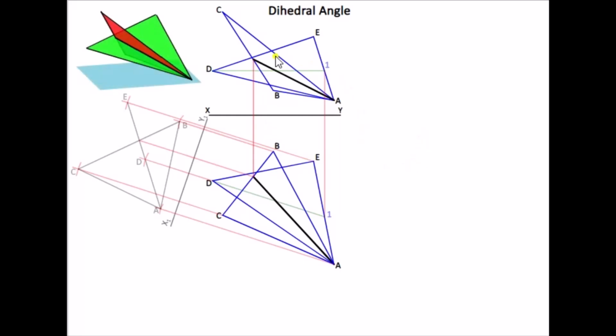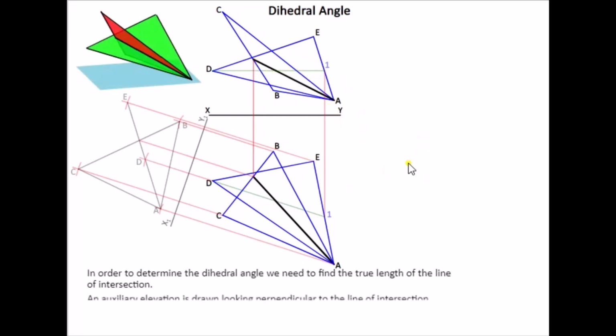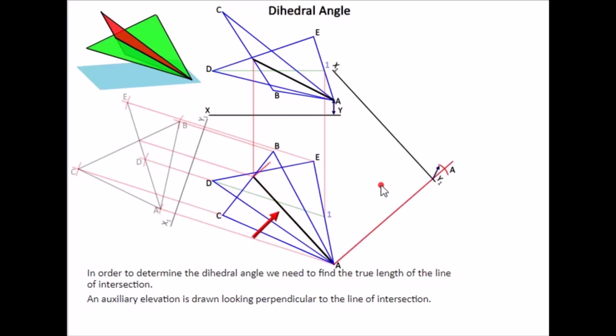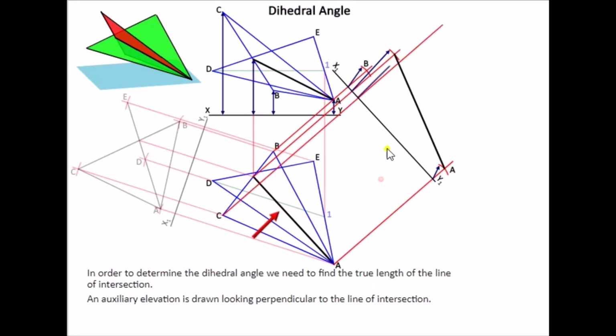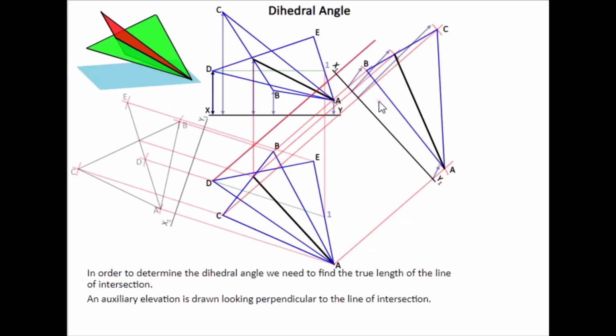Now once we have our line of intersection found, we next then need to find the dihedral angle. So the same as previous questions, this is our line of intersection. Look at 90 degrees to it, see it as a true length. So this is a true length up in this view here. Then mark off the rest of our points. So we have points A, B and C, and then D and E also marked off.